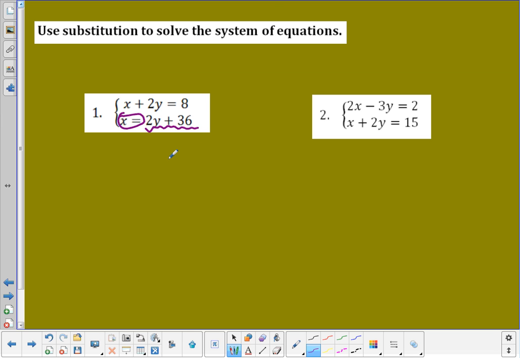So what I'm going to do is, since I know that x equals that whole expression, I'm going to take that whole expression and substitute it in for x in the other equation. So I'm getting rid of this x and putting the 2y plus 36 in its spot. I'm literally substituting. If you think about the word substitution, when we hear the word substitute, we think teachers.